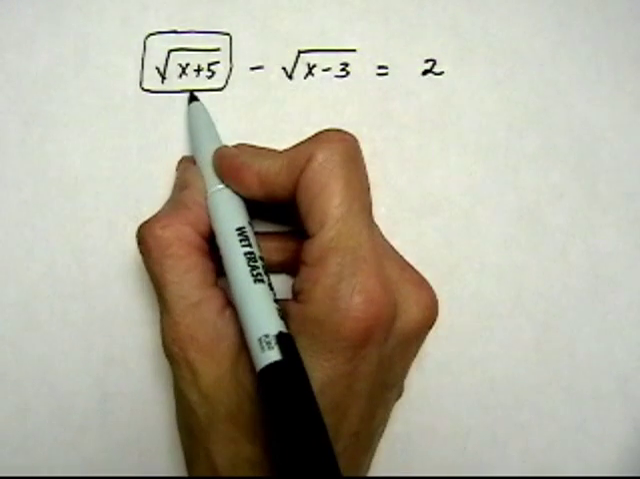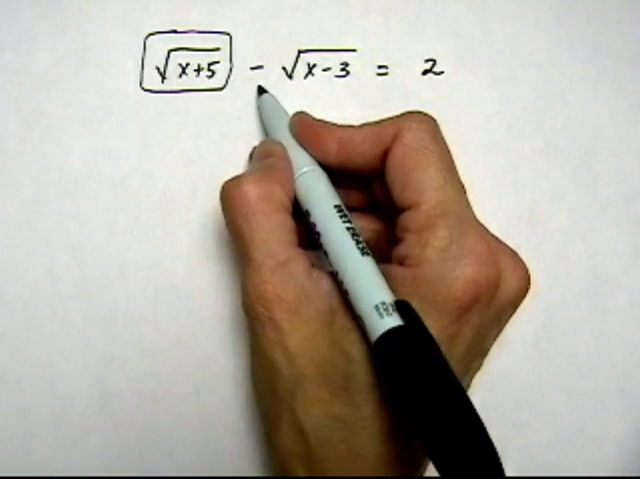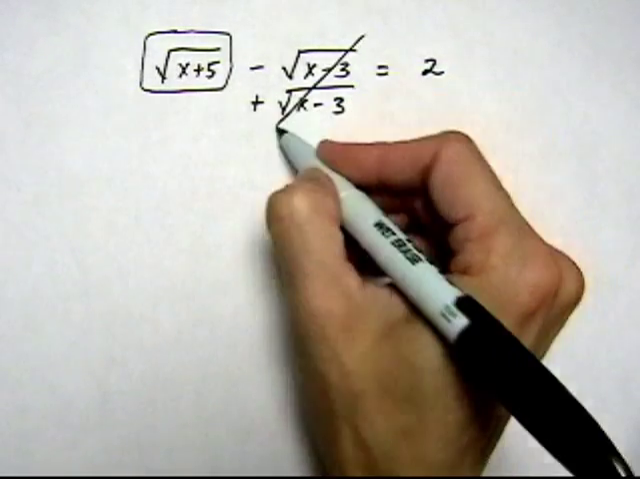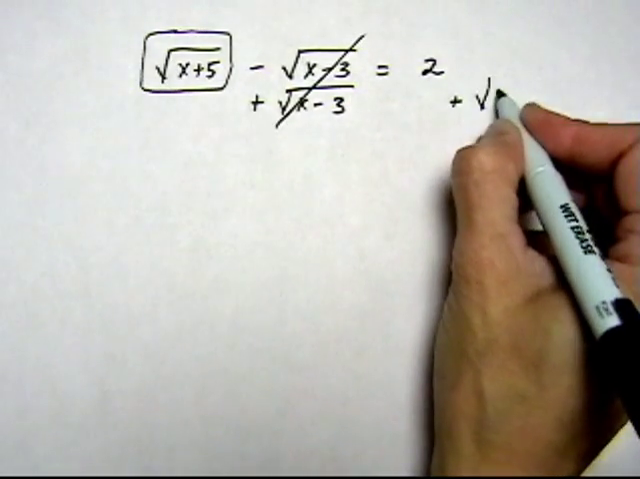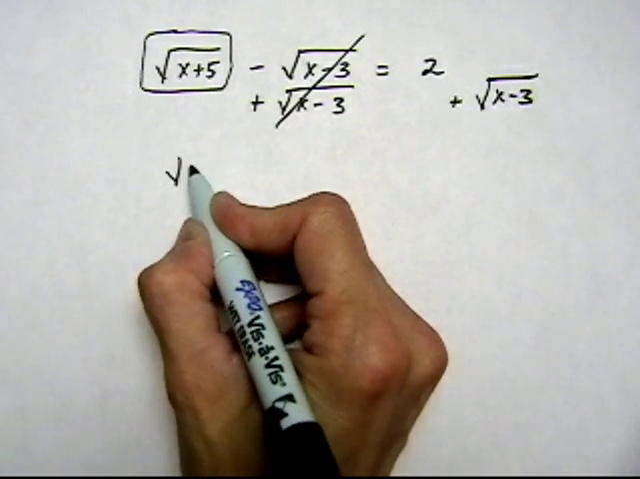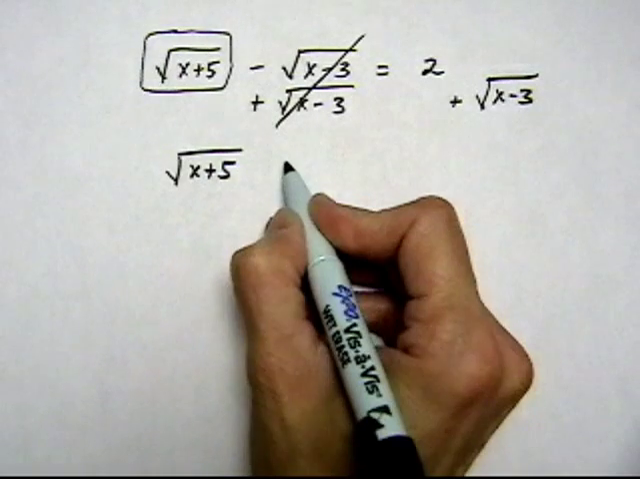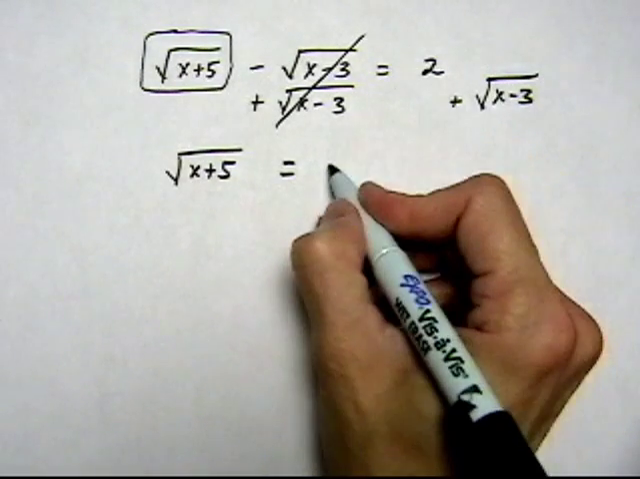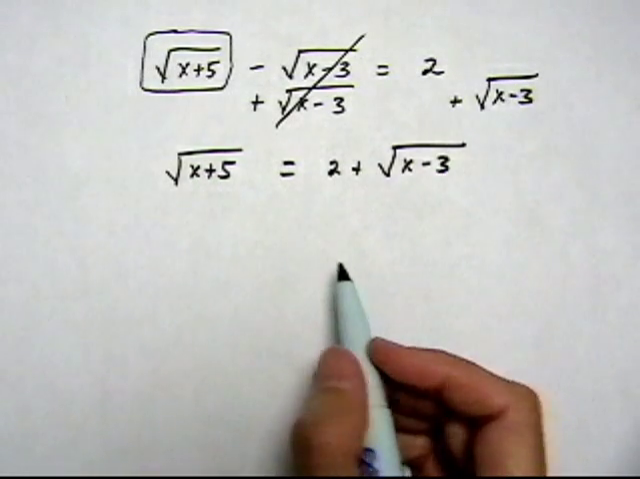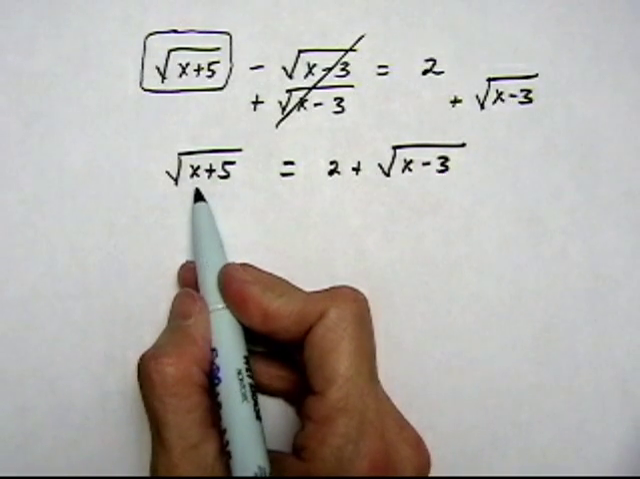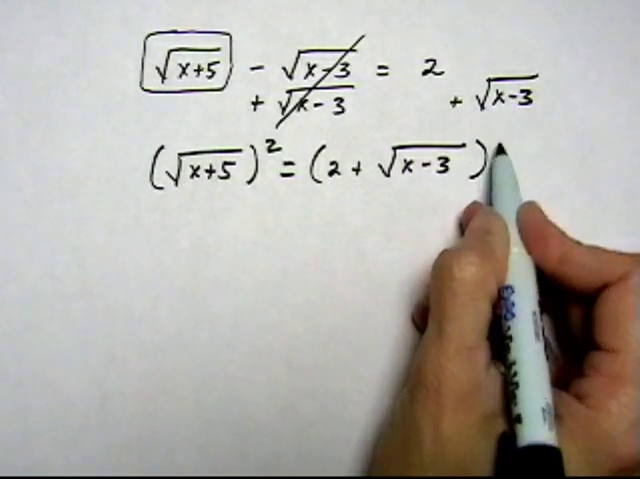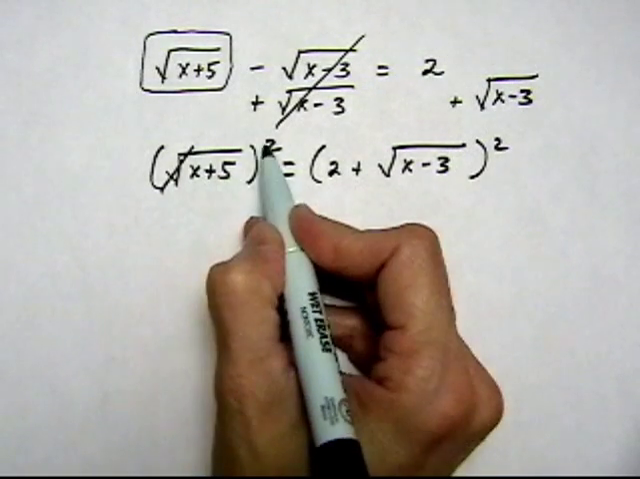We'll isolate square root of x plus 5, which means we need to add root x minus 3 to both sides of the equation so that it cancels on the left. And that gives us root x plus 5 on the left equals 2 plus square root of x minus 3. And now we have an isolated root. As soon as we have an isolated root, we can square both sides of the equation. And that'll get one of our roots to go away.